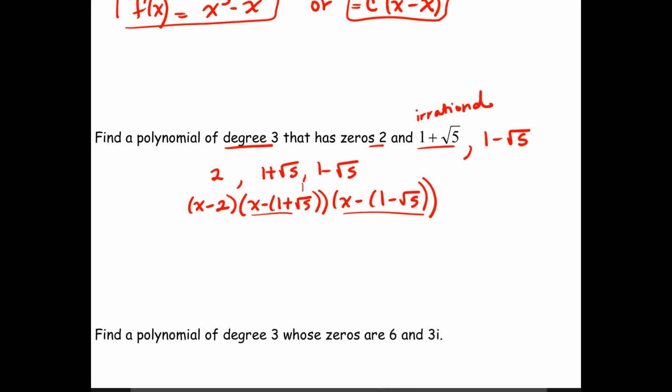So first times first would give me x squared. Outside would give me a negative. Actually, is it okay if we apply the negative in first? Let's apply the negative in first so we don't get lost. So this would actually become x minus 1 minus root 5, and then x minus 1 plus root 5. And I have that x minus 2. Why don't you go ahead and multiply this out with your partner, and then we'll check the answer at the screen.